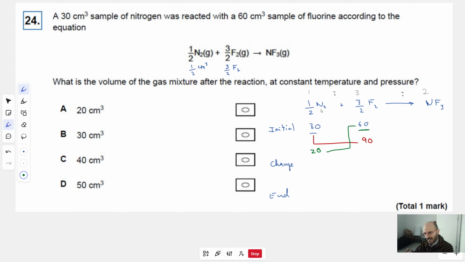Because nitrogen is in excess, then we do the calculations with fluorine. So that means that all the fluorine reacts, and only 20 of nitrogen reacts. So at the end, you have 10 left of nitrogen. You have no fluorine. And for NF3, you will have, well, it's 3:2. So you divide 60 by 3, that's 20, multiplied by 2, that's 40. So overall, you have 50. That's your answer.